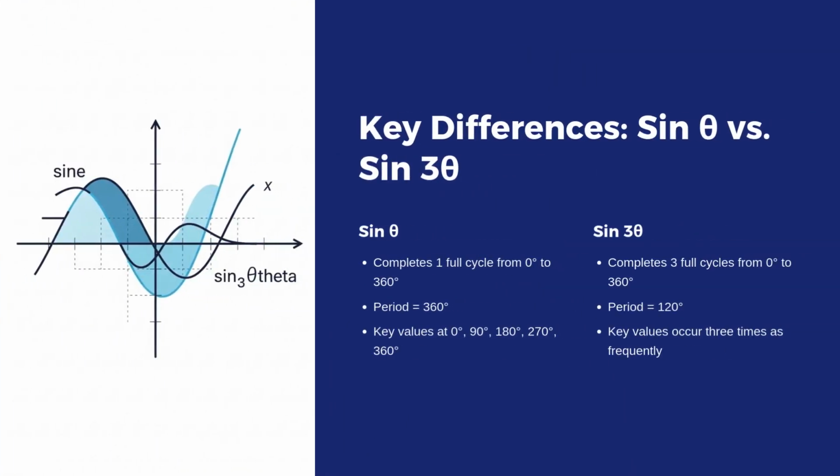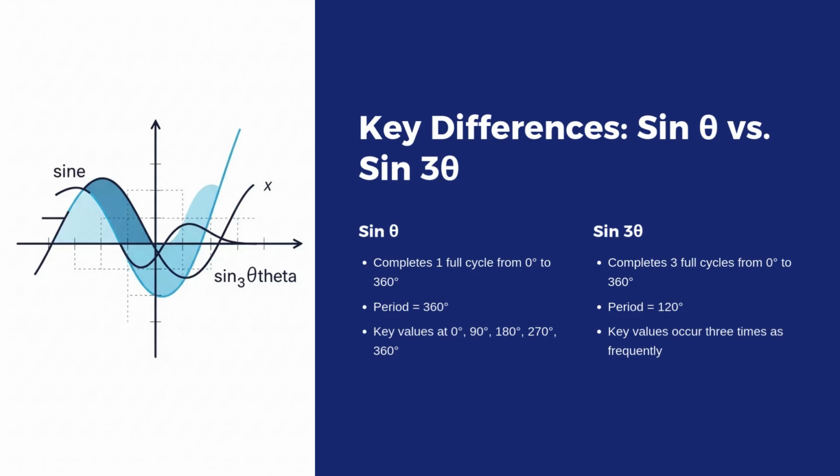Key differences: the sine of theta versus the sine of 3 theta. The sine of theta. The graph of sine of theta completes one full cycle when theta increases from 0 degrees up to 360 degrees. This is because the standard sine curve repeats every 360 degrees. The period of sine of theta is 360 degrees. This follows from the fact that sine of theta returns to its starting value after 360 degrees.